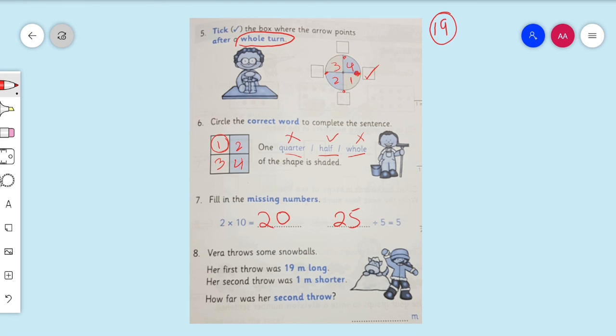Question number 8. Vera throws some snowballs. Her first throw was 19 meters long, right? Her second throw was 1 meter shorter. How far was her second throw?